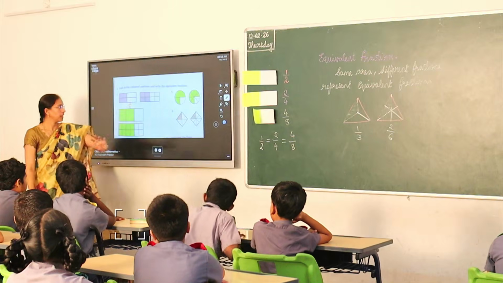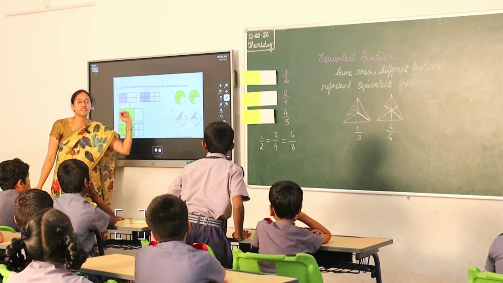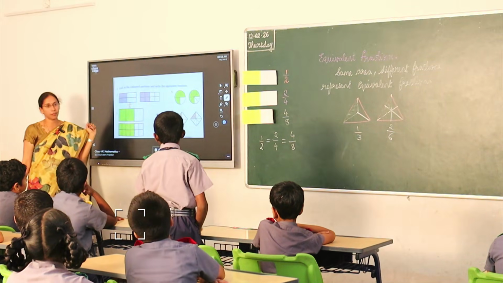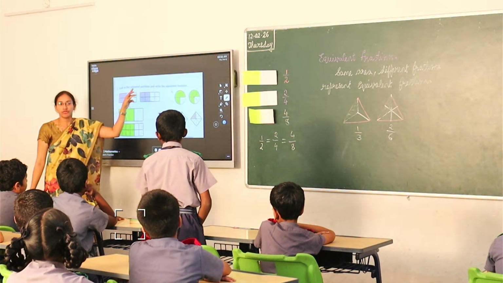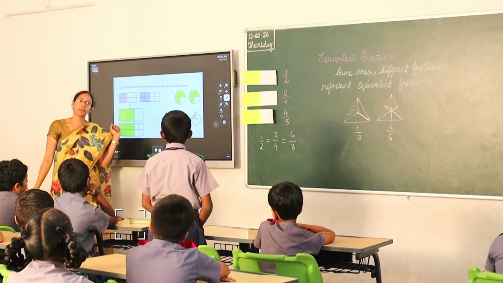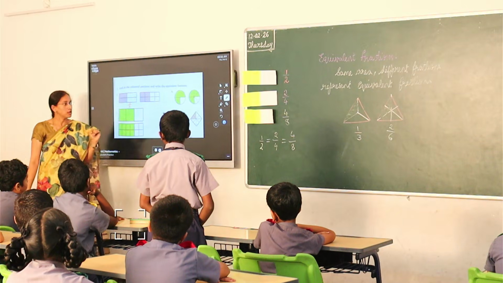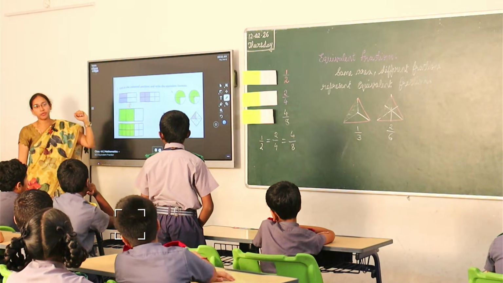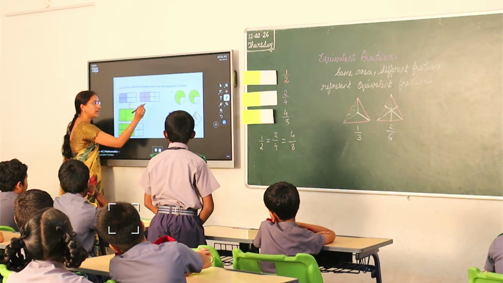Now tell me, this rectangle is divided into how many equal parts? 8. Out of these 8 equal parts, how many parts are colored? 4. So what fraction does it represent? 4 by 8. 4 by 8. Good. Sit down.